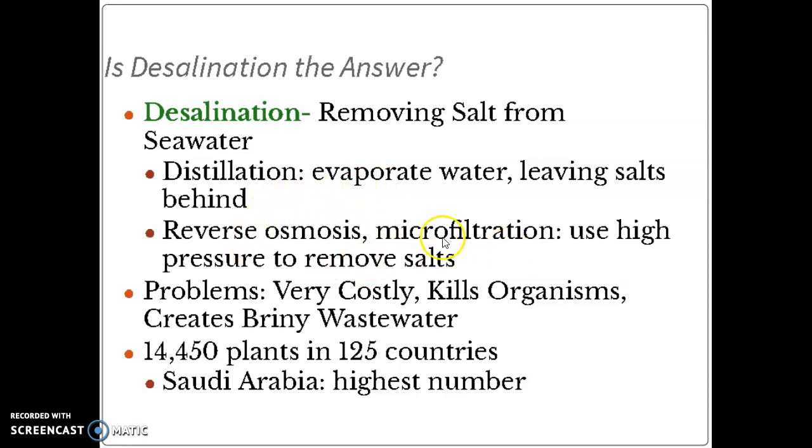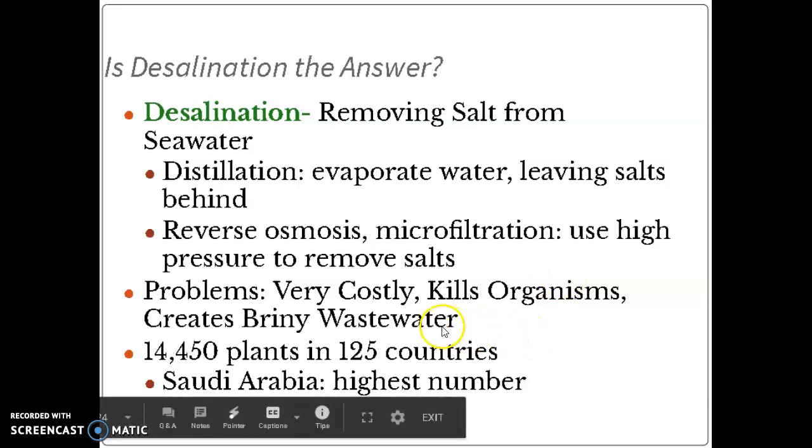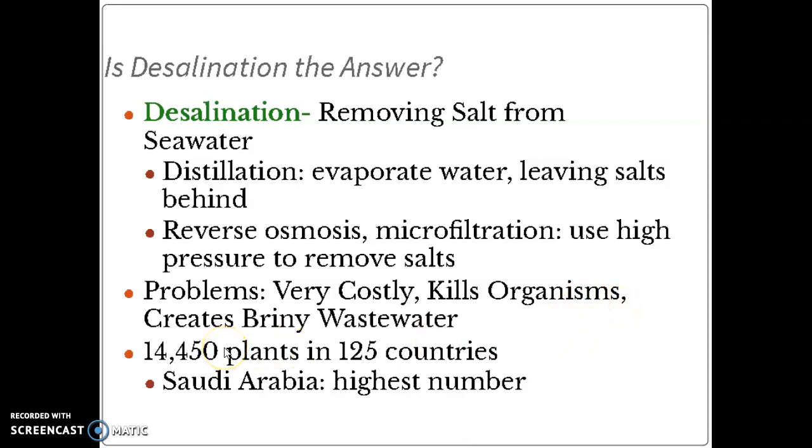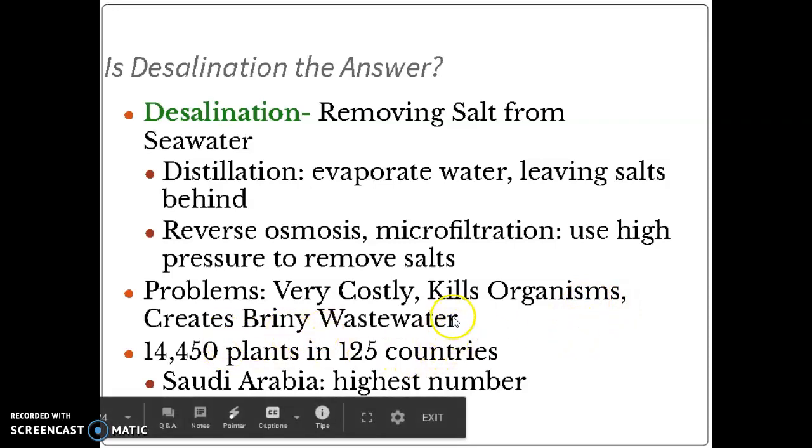Reverse osmosis is also microfiltration, so they're using high pressure to remove salts. They put the water through, leaving the salts behind through like a screen of some sort. The problems with these options is that it's very costly. It actually can kill organisms, because you think about the water's got a lot of microorganisms in it too. But it also creates a very briny wastewater.